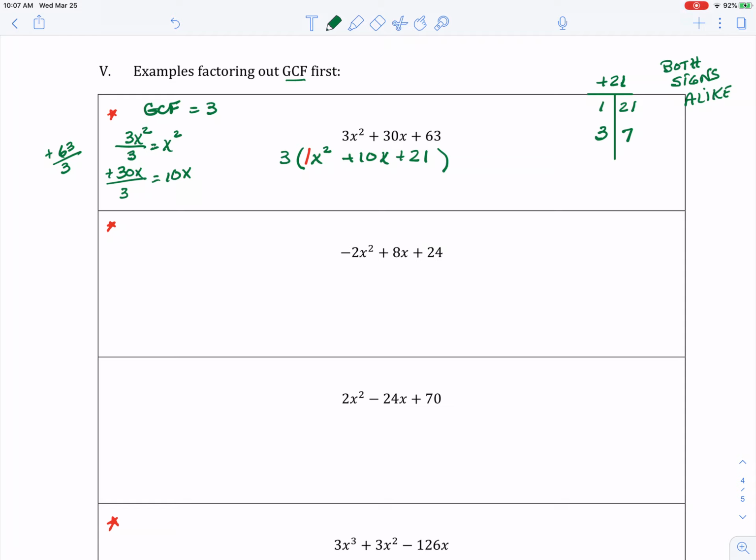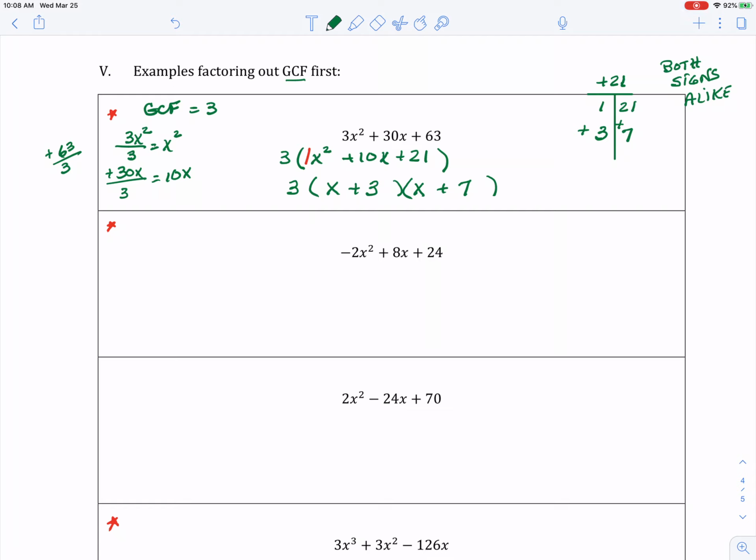And that 3 and 7 looks like a good combination. If I make them both positive, that multiplies to give me positive 21, and it also adds to give me this positive 10 in the middle here that I'm looking for. So now we open up our double parentheses and put x in each set of parentheses and a positive 3 in one position and a positive 7 in the other position. So that's our first example that had a GCF.